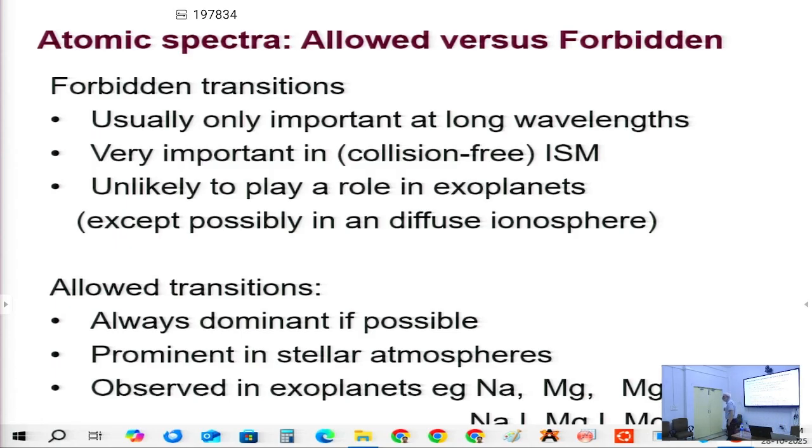How am I doing for time, timekeeper? How much? All right, okay. So I'll probably do this, and that'd be a good place to stop, because then we get on to actual real atoms rather than general principles.